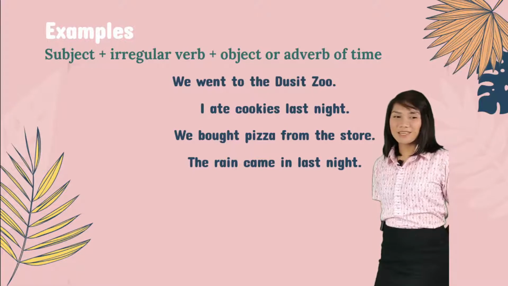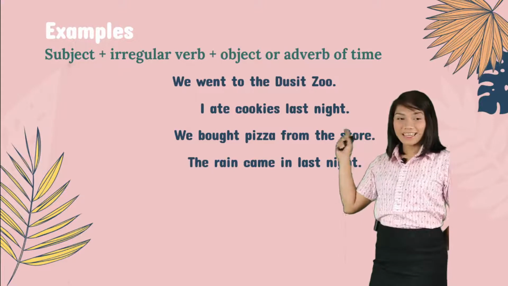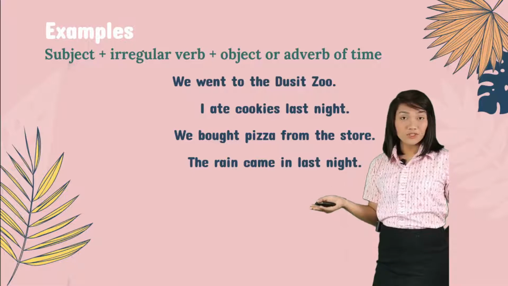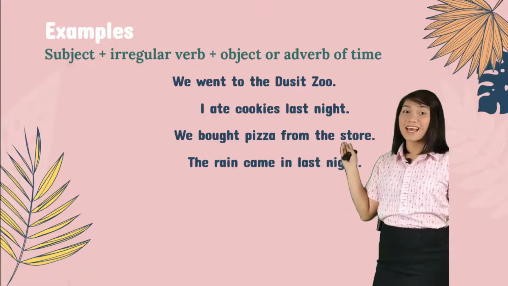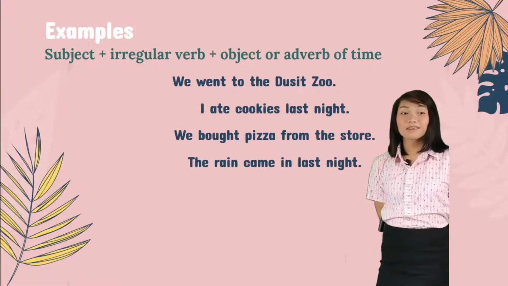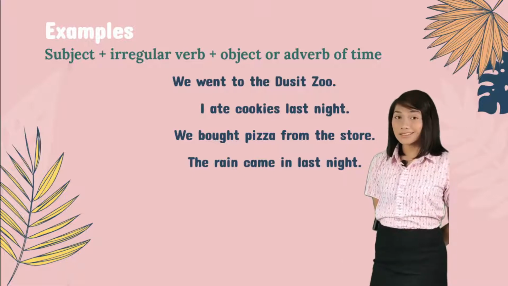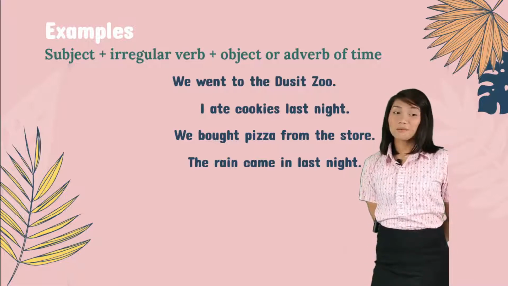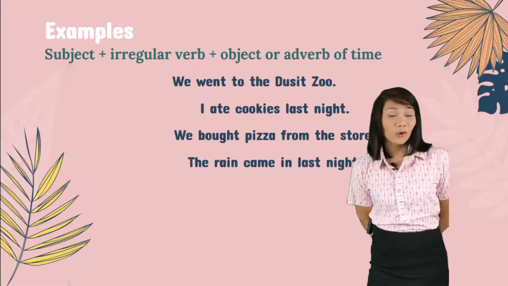Okay, now next would be, I ate cookies last night. So this is a perfect example. I is your subject. Ate is your irregular verb, which is the past form of eat. Cookies would be your object, and last night would be your adverb of time. Now, let's move on to, we bought pizza from the store. So, we is your subject. Bought is the past form of buy, which is an irregular verb. And your object is pizza, and the store is also an example of a noun or an object.